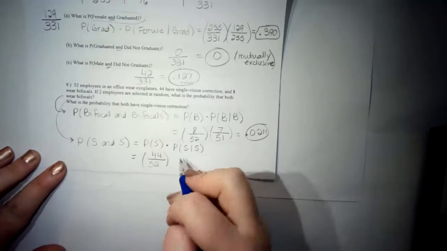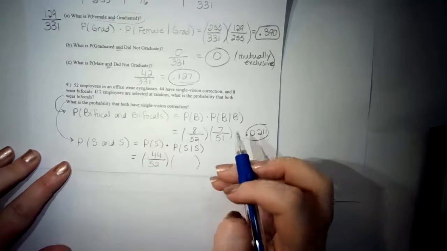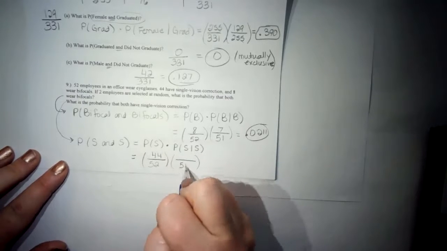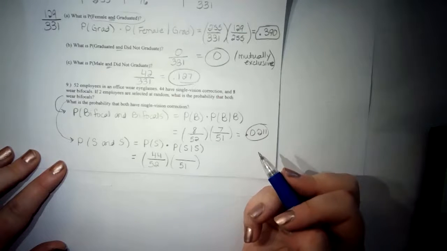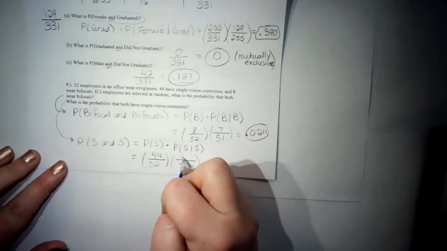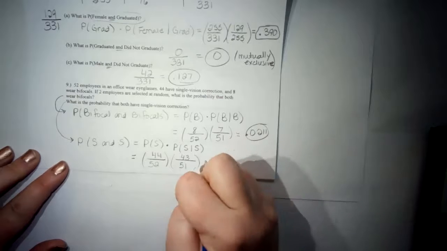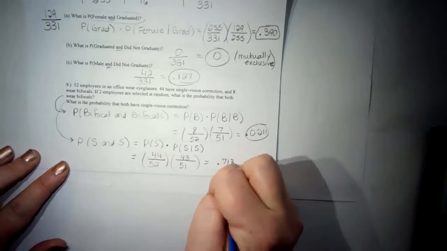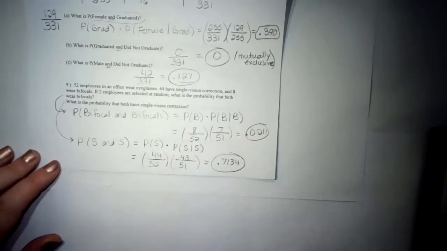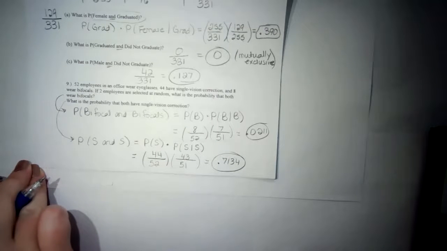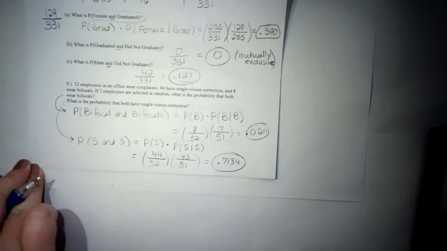44. All right. Now we're looking at the next one. How many people are left in the room for the denominator? 51. And what's our numerator going to be? 43. 1 less. And that ends up being 0.7134. Good. So just some Wiley questions, but they're a little tricky, so just wanted to go over those.